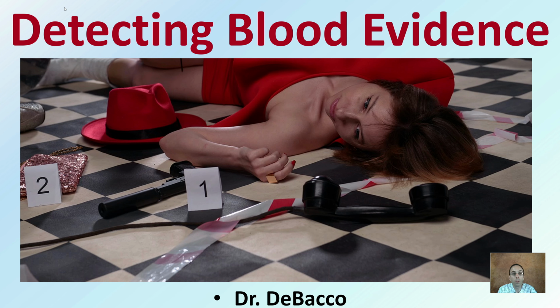Okay, here I'm going to go over, if you find something that you suspect to be blood at a crime scene, how do you go about detecting whether blood is present in the evidence that you have found? So starting first with the light source.